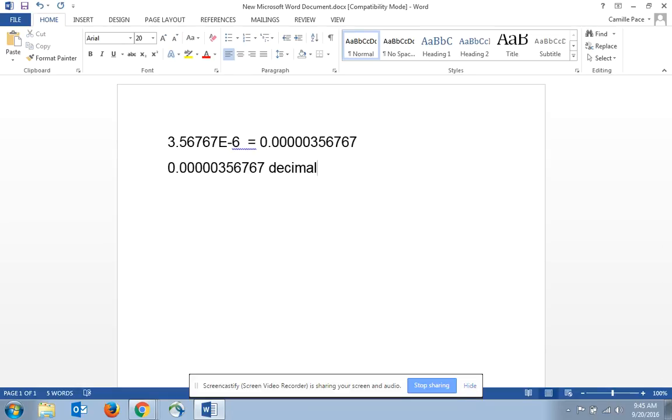Okay. What if it was asking for a percentage? So then what you would do is, how do you make something a percentage? Well, this is a decimal. So to get a percentage, you move the decimal 2 places to the right.